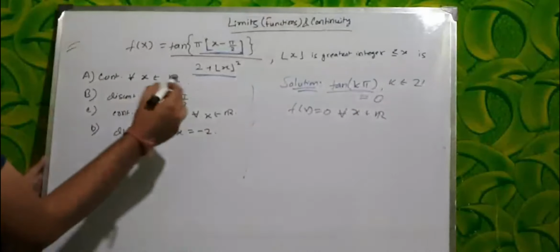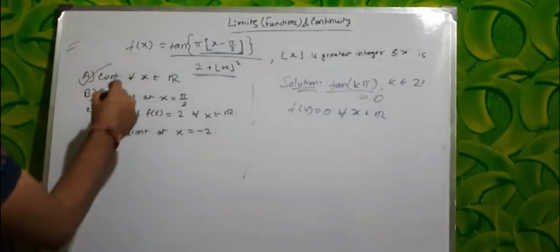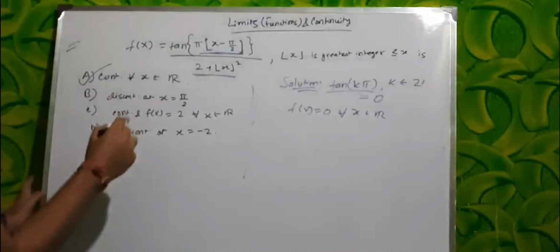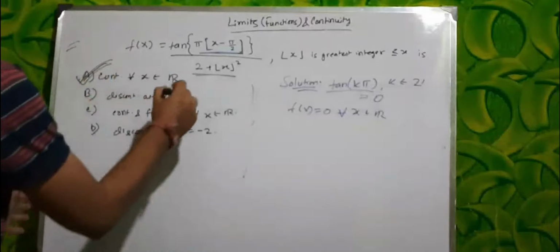So what should be our answer? Our answer should be continuous for all x belonging to R. And checking all the leftover options, no one else is working, so only option A is correct.